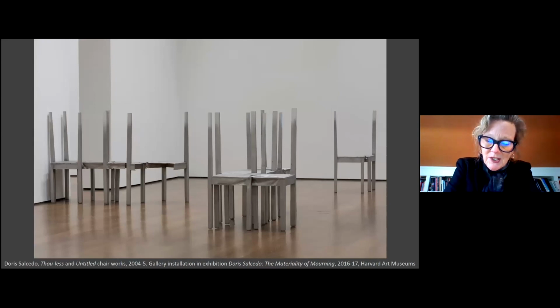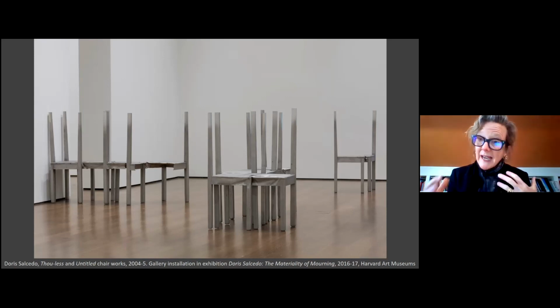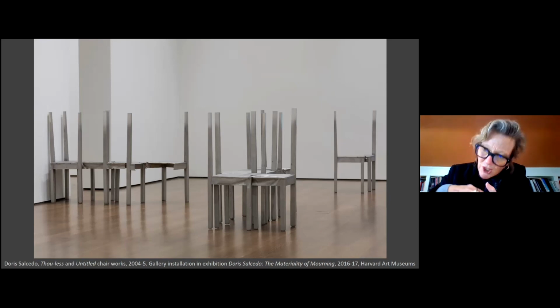This installation is part of what was in my exhibition, The Material Out of Mourning of Doris's work, one of the galleries. So you see a whole collection of stainless steel chairs that she created. A number of them fused together in a strange and kind of monstrous way, split open, gouged, crumpled, but together in mass, several of them.